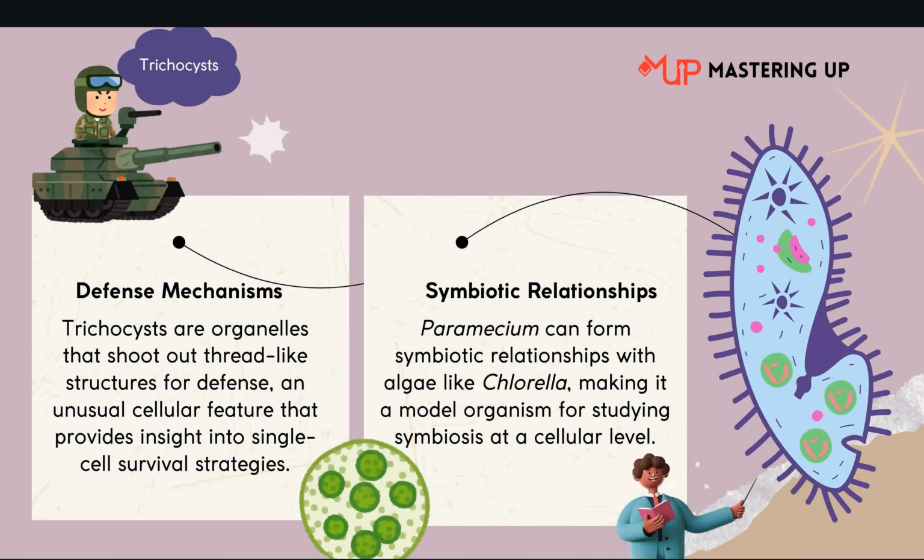Now let's see the defense mechanisms. Trichocysts are organelles that shoot out thread-like structures for defense, an unusual cellular feature that provides insight into single-celled survival strategies. And then the symbiotic relationships. Paramecium can form symbiotic relationships with algae like chlorella, making it a model organism for studying symbiosis at a cellular level.